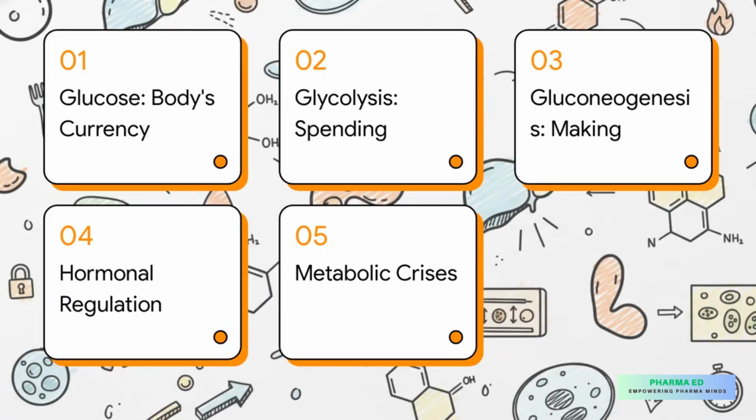So, here's our roadmap for today. We'll start with glucose, the body's currency. Then we'll look at glycolysis, which is like spending that currency. Then gluconeogenesis, how we make new currency. We'll cover the hormonal regulation, the central bank of it all, and finally, metabolic crises. We're going to cover these 5 key areas to make sure you absolutely master this topic.